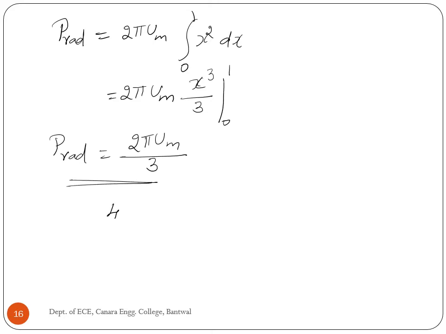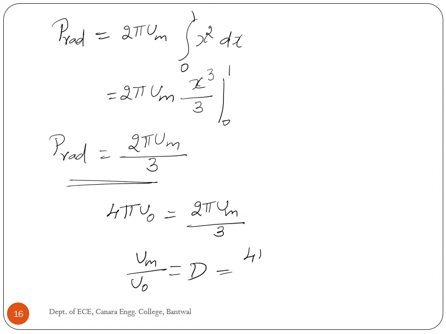Equate the radiated power of the given pattern with the radiated power of the isotropic source, that is 4 pi U naught is equal to 2 pi Um by 3. Therefore, Um by U naught, which is equal to directivity, is 4 pi into 3 divided by 2 pi, which is equal to 6.